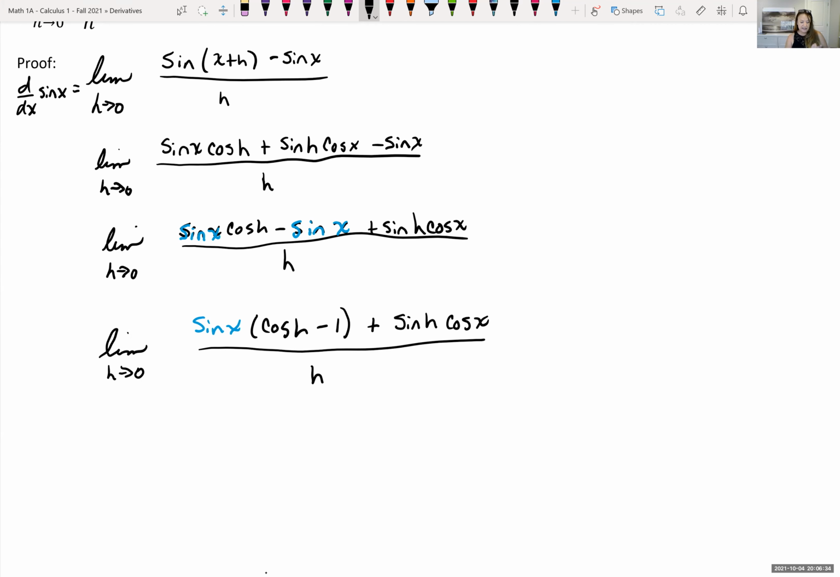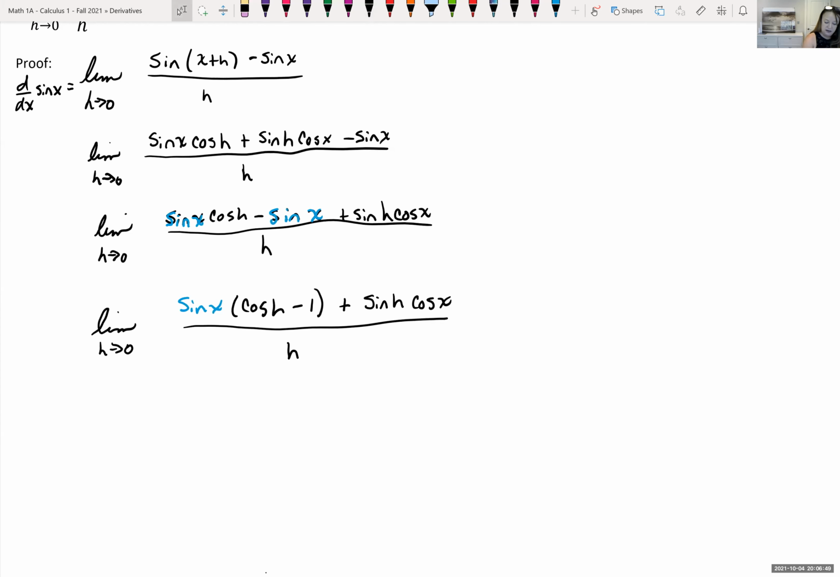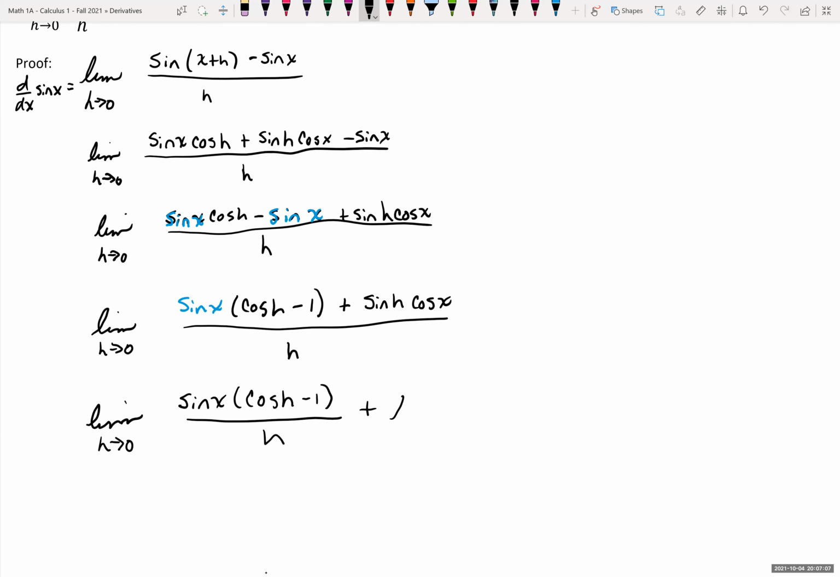Right now, if we plugged in 0, we're going to get that indeterminate form of 0 over 0. But we know by limit rules that we can break this down. So let's rewrite this as two separate fractions. So we're going to look at the limit as h goes to 0 of sine x all times cosine of h minus 1 all over h, plus the limit as h goes to 0 of sine h all over h times cosine of x.